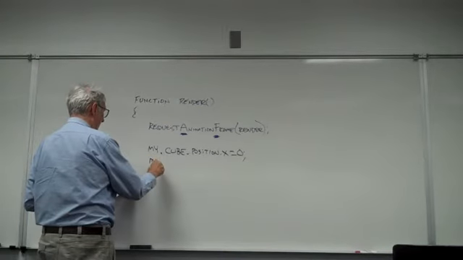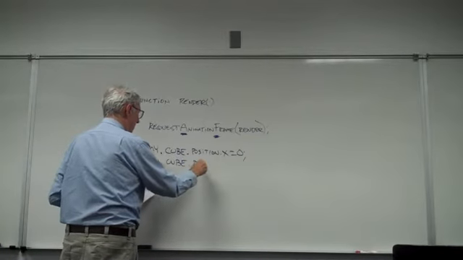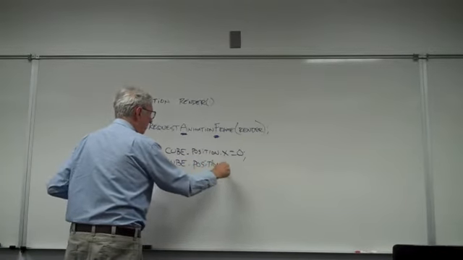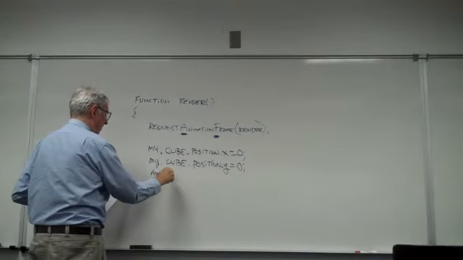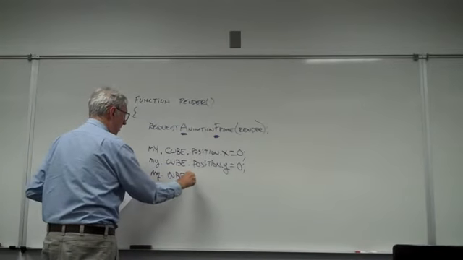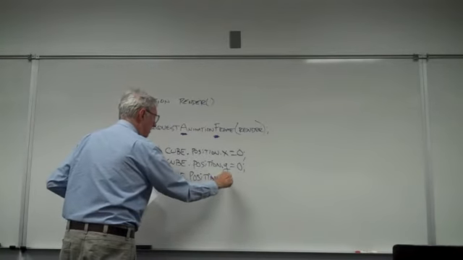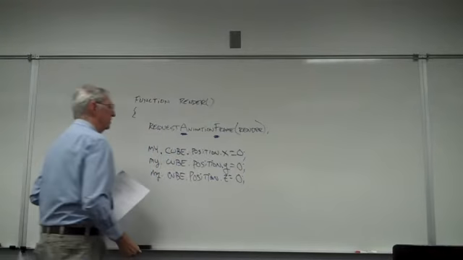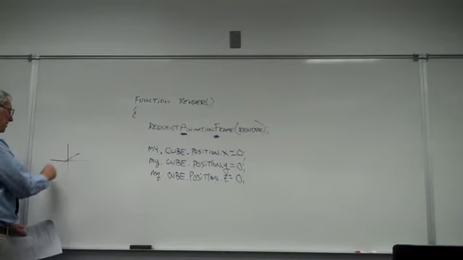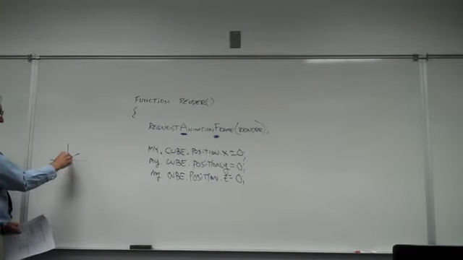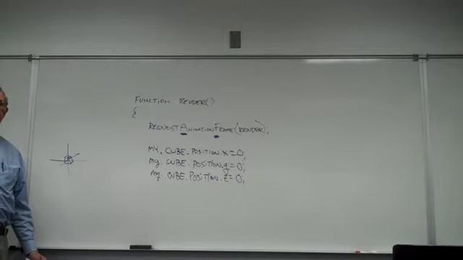We say my cube dot position dot y, also in the middle of the universe, my cube dot position dot z, also in the middle of the universe. So when the first cube would appear, if this is the xyz axis right here, it would appear right here, right at the xyz axis. That's where it starts. All the objects you create immediately start there, unless you tell it otherwise.